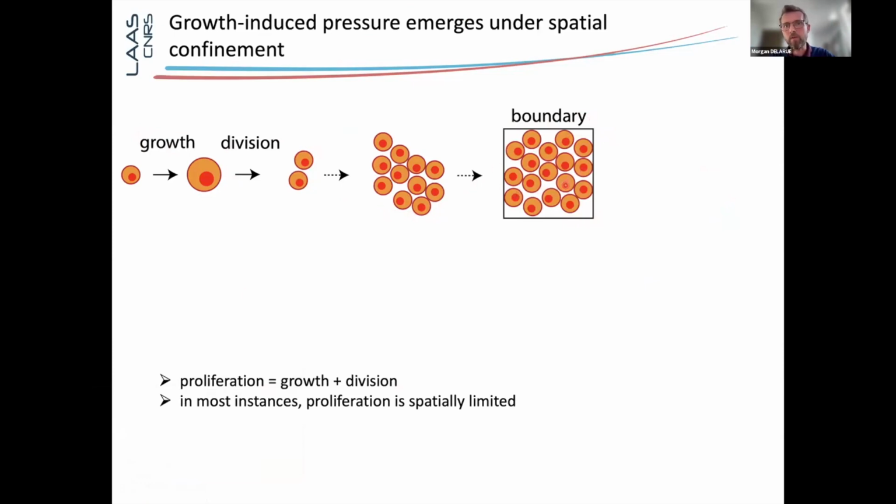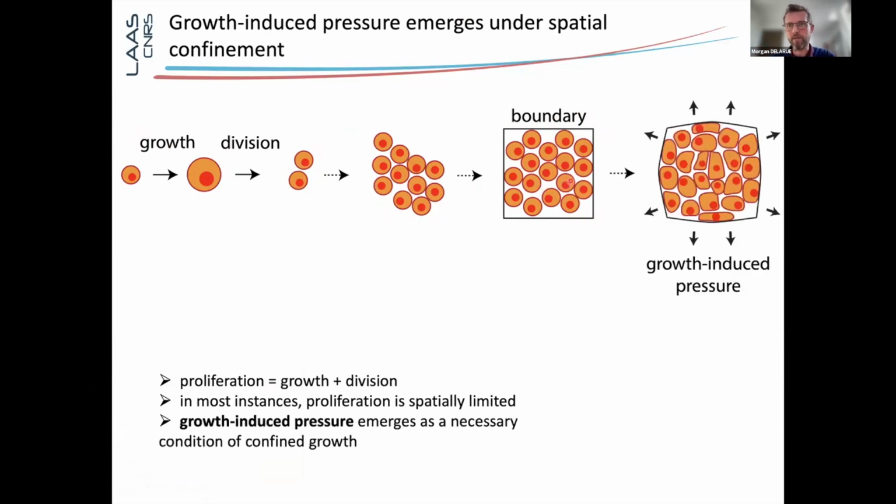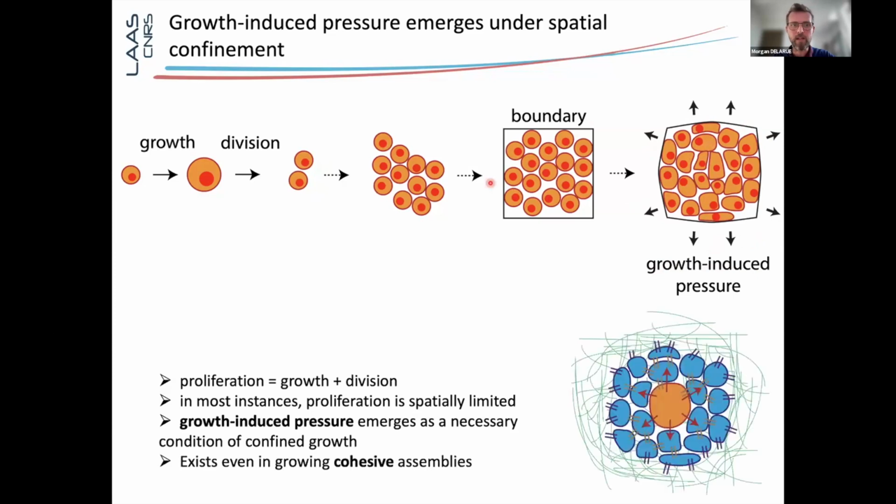And for cells to keep on growing, they need to push against their surroundings in order to increase their volume, such that at the population level, there is the emergence of a type of mechanical stress that we call growth-induced pressure. It's compressive for the cells, it's compressive for the surroundings, and that is a necessary condition for cells to keep on growing when they are spatially limited.